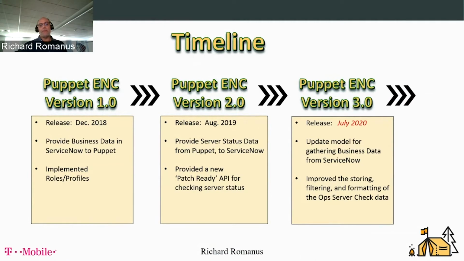I rewrote most of the code for both parts. However, the overall architecture hasn't really changed a lot. I had to make some table and API changes for a new business data model that T-Mobile is switching to, since the business data is actually at the heart of the ENC classification.